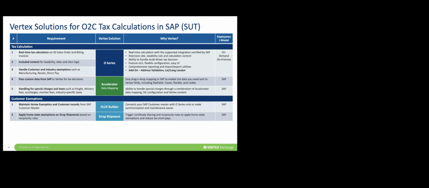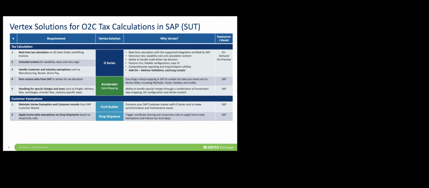So Flux Builder is installed and it reads off your SAP Customer Master and gives you a nice synchronization check so you can see what customers have been set up in Vertex O Series. It can also make it really easy for you to maintain those customers and those exemptions in O Series, and you do it directly from your Flux Builder screens.